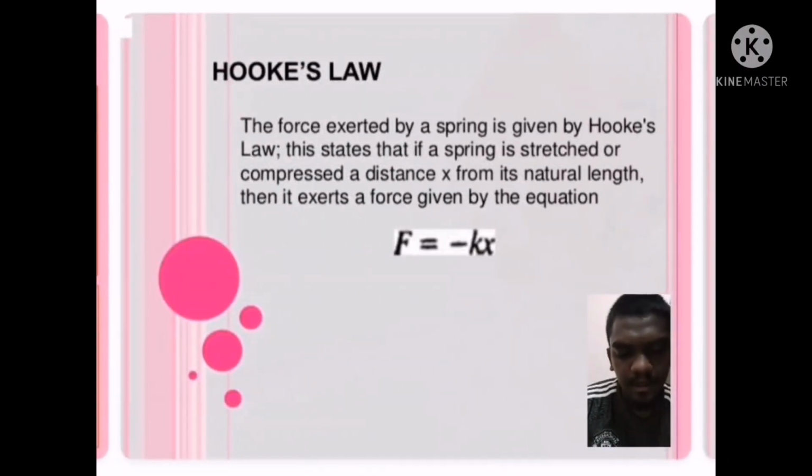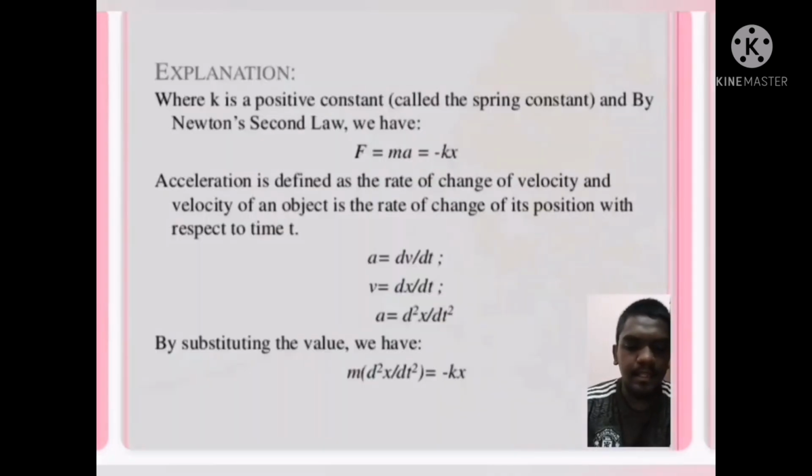Hello guys, I'm Shankar. So for the order of differential equations, we are going to look at Hooke's law. Hooke's law is F equals negative kx, where k is a positive constant, which is also called the spring constant.